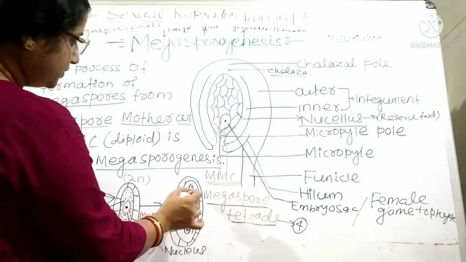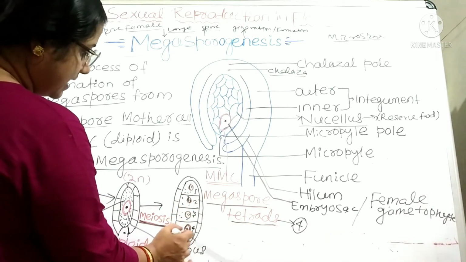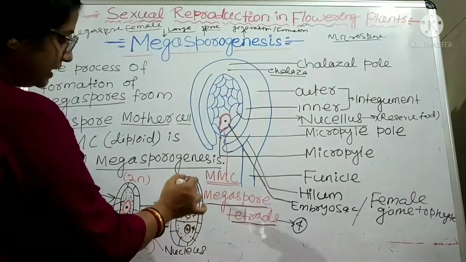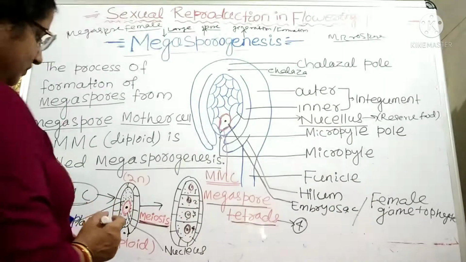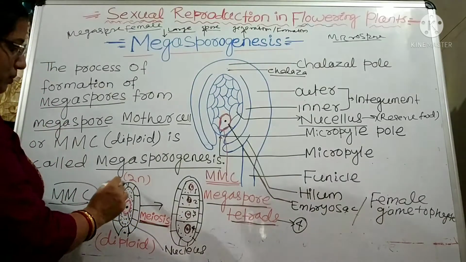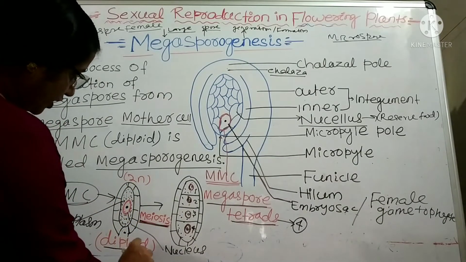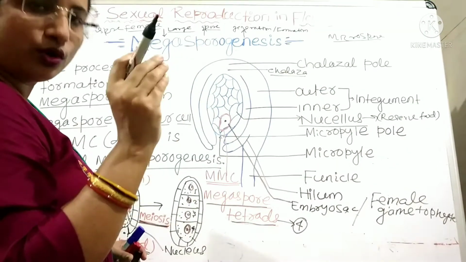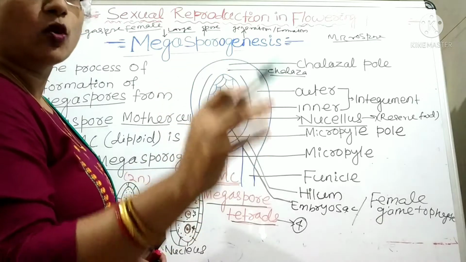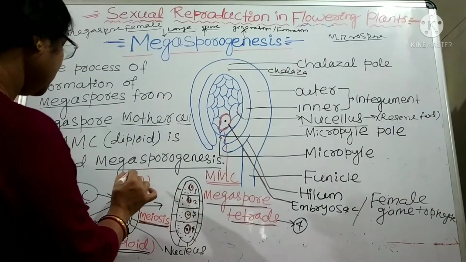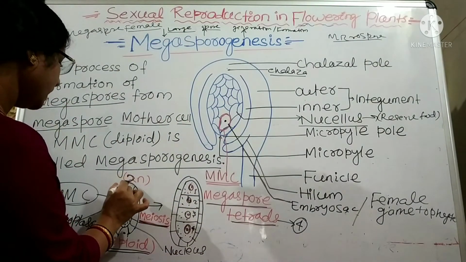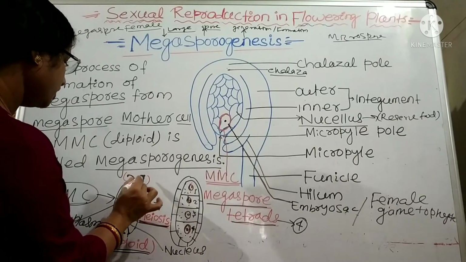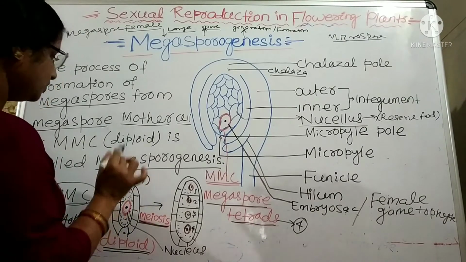Which are also filled with dense cytoplasm and they present a single nucleus in each cell. The megaspore mother cell is diploid in nature. The mother cell is always diploid in nature. It contains 2n number of chromosomes.